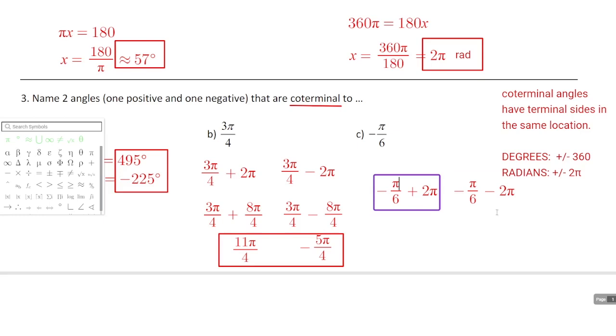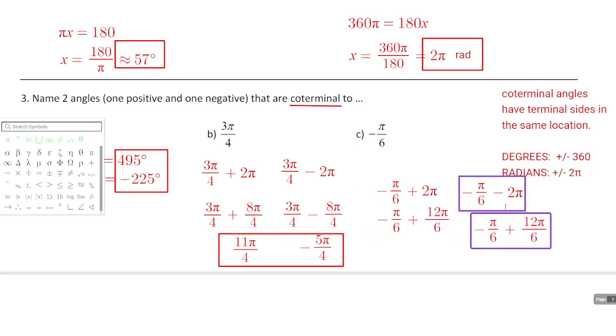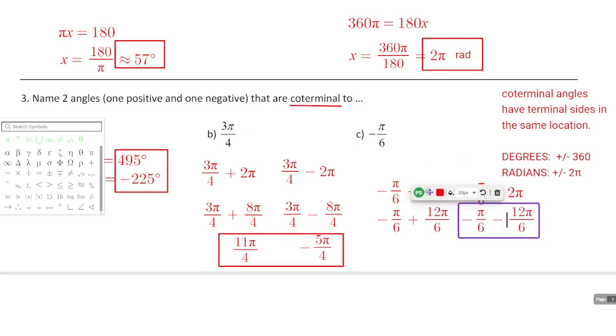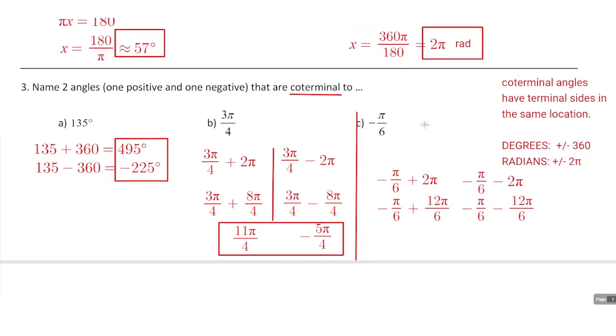Now here our common denominator is just going to be 6, so we want to change 2 into some number of sixths, and 2 is 12/6. So we get negative pi over 6 plus 12 pi over 6, or negative pi over 6 minus 12 pi over 6. All right, so if we add, these are kind of getting close to each other. I think maybe what I'll do is draw a line here, just to make it a little clearer what's happening.